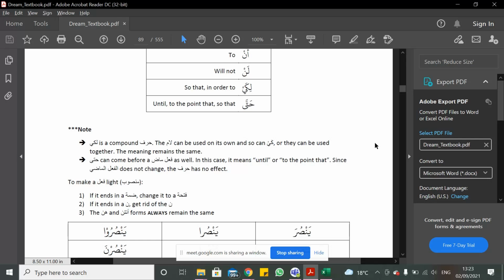Okay. Just write down: hatta plus ism, jar, majroor, meaning until. Hatta plus fi'l mudare, nasab, meaning until; or you can write in brackets light fi'l and meaning until. Hatta plus fi'l madi, no effect, meaning until.